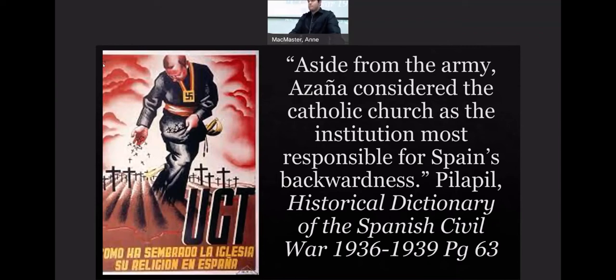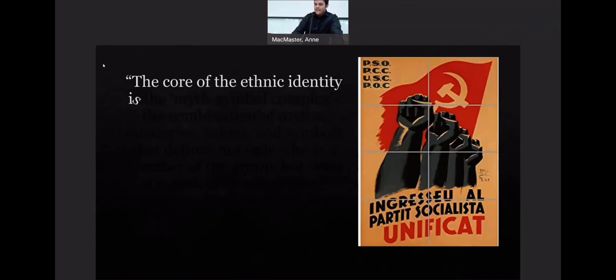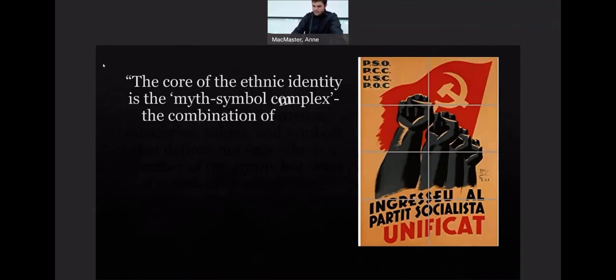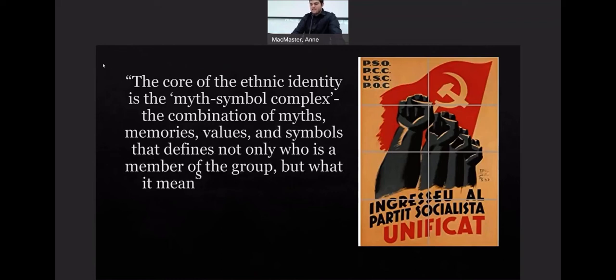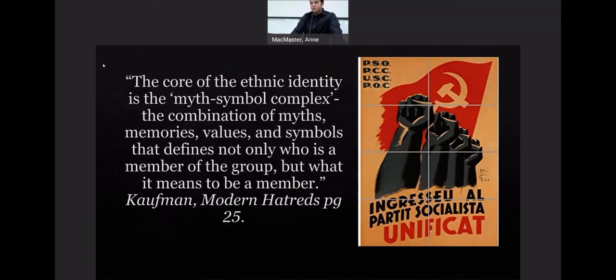So while other myth-making complexes will be mentioned, there is no stronger myth-making complex than the symbolism of the Catholic Church. According to Kaufman's Modern Hatreds, the core of the ethnic identity is the myth-symbol complex, the combination of myths, memories, values, and symbols that defines not only who is a member of the group, but what it means to be a member. Under this definition, a person's attitudes towards the church could determine their ethnicity. And in Spain, the question of religion did cause a major divide.